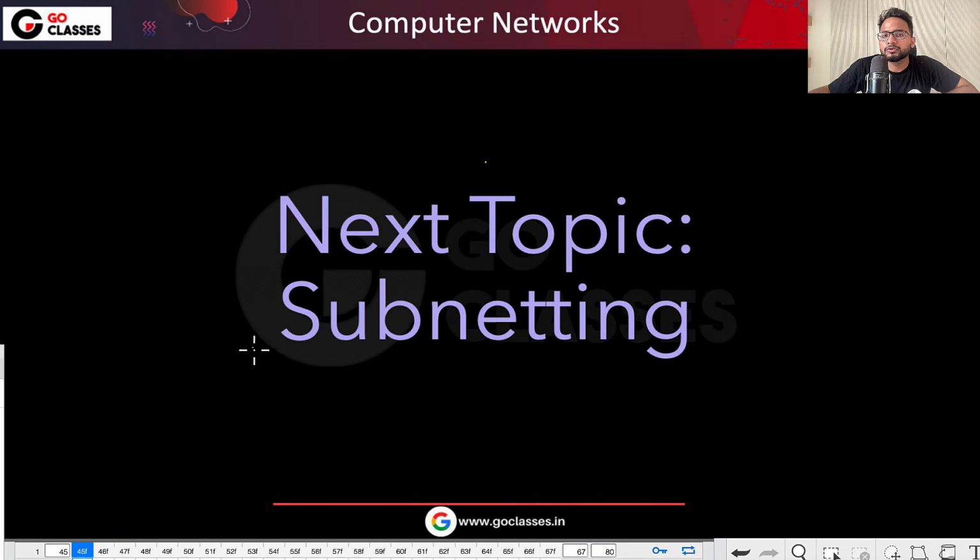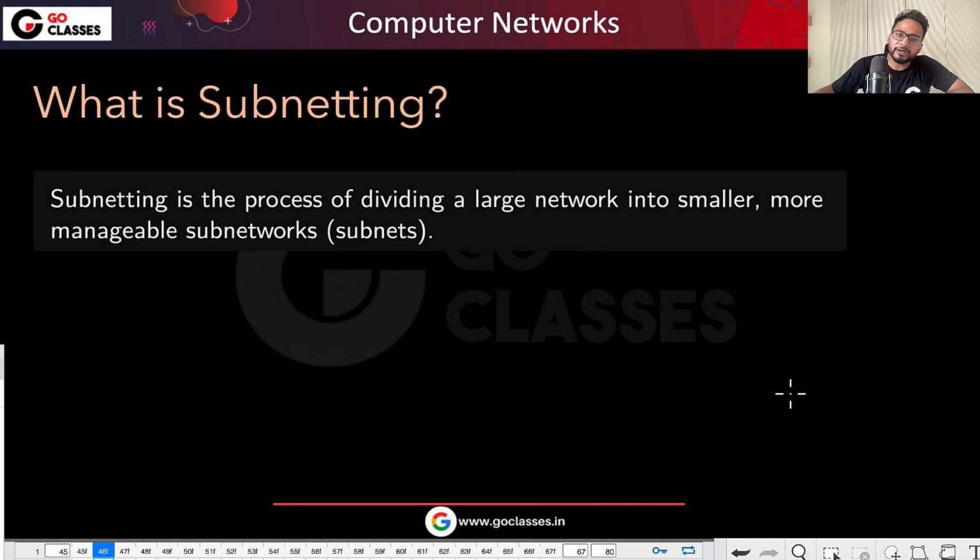Hi everyone. So let's now start our next topic, which is subnetting, right? This is an easy topic, a very short topic. Let's just see what subnetting is. Subnetting is a process of dividing a large network into smaller, more manageable subnetworks.